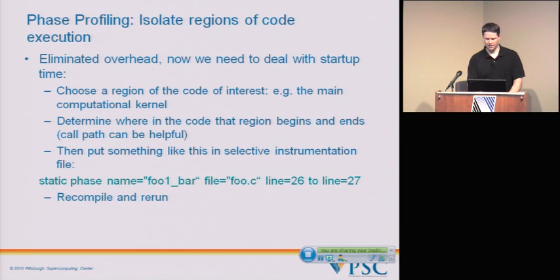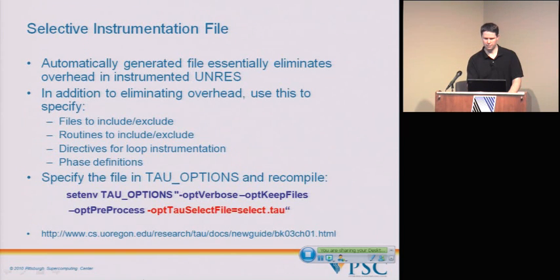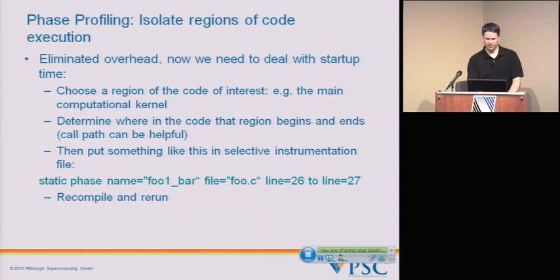So you can define a phase, and the way that you do that is through that selective instrumentation file. So remember, at compile time, when you build your application with TAU, there's a number of options that you give TAU through the TAU options variable here. And one of those is you can specify a selective instrumentation file, and that can specify routines that you want to exclude from instrumentation or include. There's various combinations of commands that you can put in there. But you can also specify a phase.